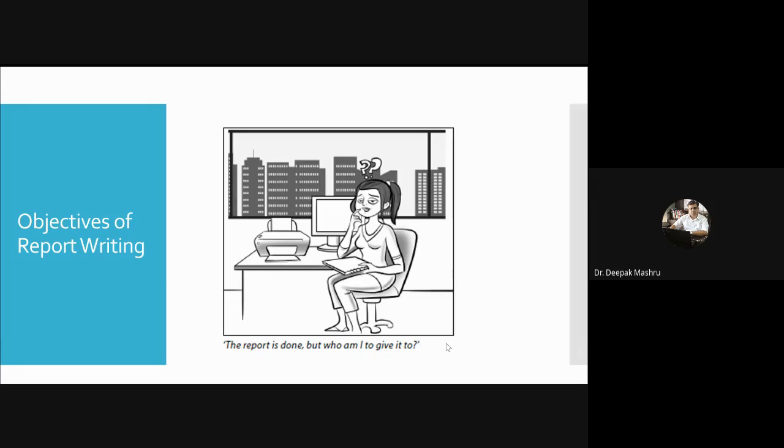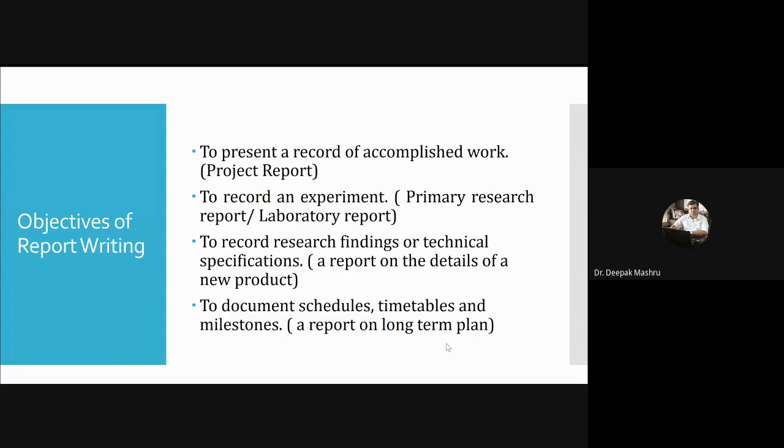These were the objectives of report writing: to present a record of accomplished work, whatever we have done. We can even record an experiment. That is also a report. We can record research findings or technical specifications. This will be helpful to you if you're planning for a patent. In computer there is copyright, in IPR. But if you go with mechanical or civil, where there is a physical product, you can register a patent for the particular design. The condition is that it should be specific. You can have a patent on the process and the final product.